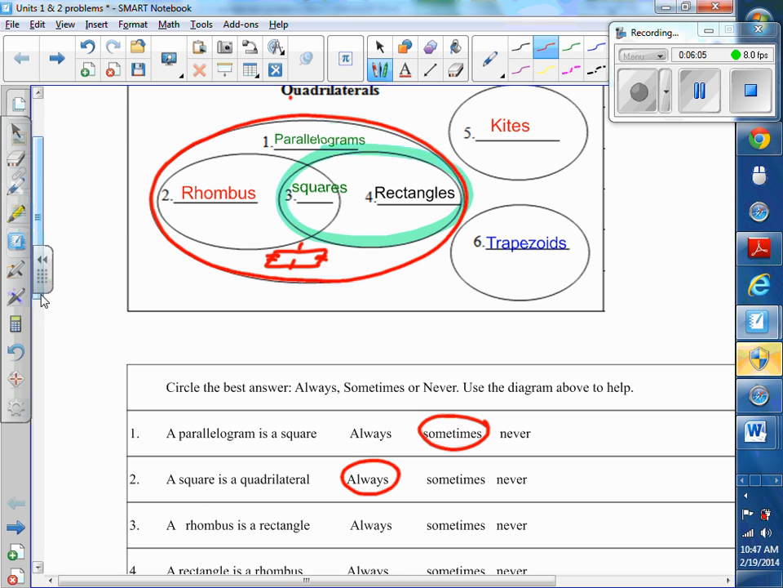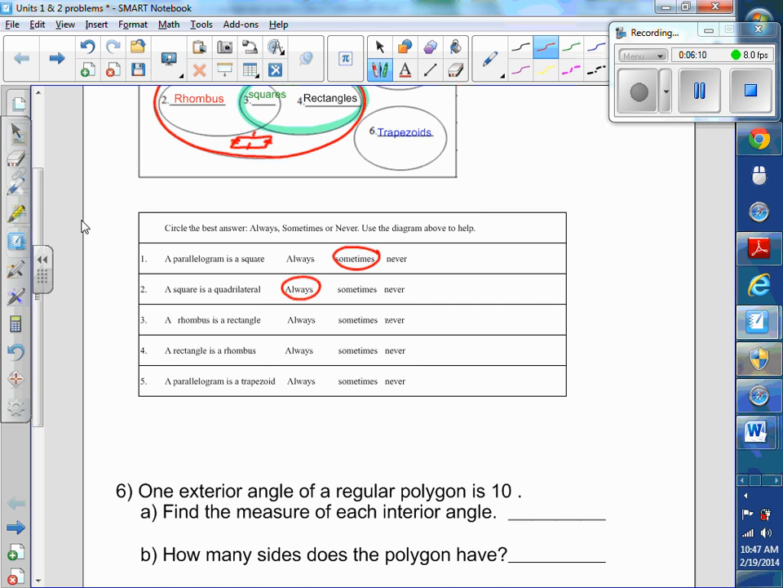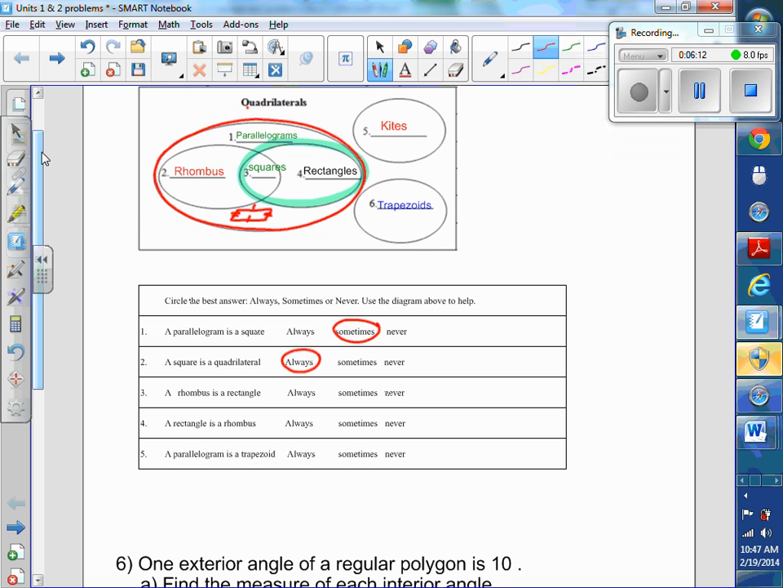Okay, Kyle, how about a rhombus is a rectangle? Sometimes, good. These are hard. A rectangle is a rhombus, Cole. If it was never, the rectangle and rhombus ovals would be like the kite and trapezoids. They would be completely separate. Sometimes, because there's some overlap. Okay, and a parallelogram is a trapezoid. Never. Raise your hand if that makes sense.